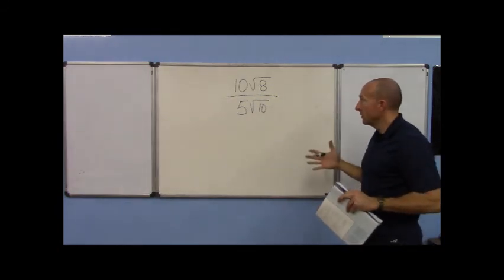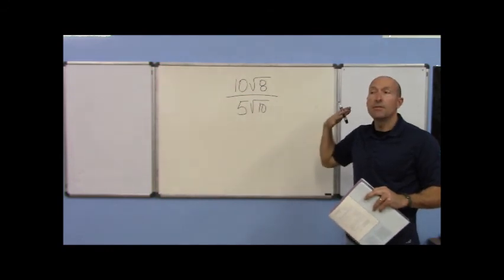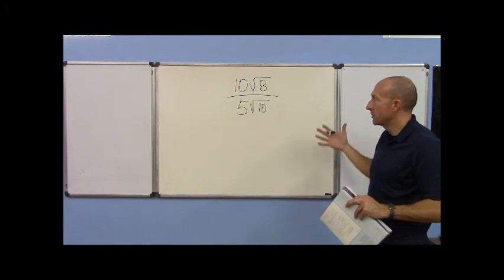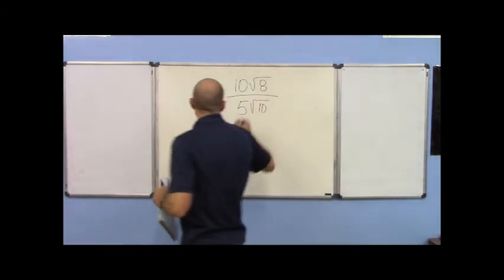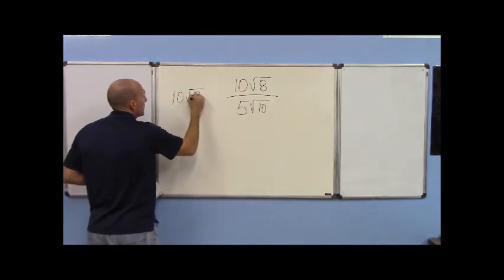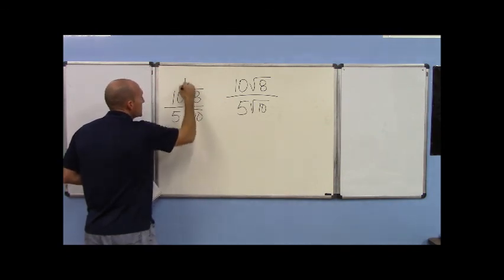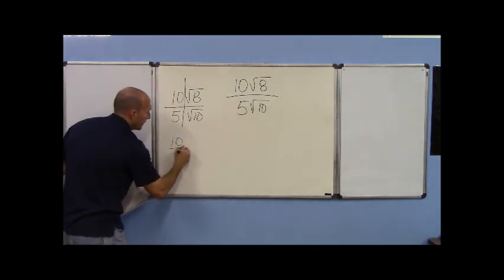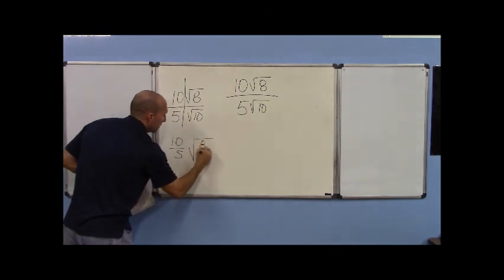Now, what we can do is break this up into 2 pieces to help us if we need to. Some people it may help to do this, others it won't. So we're going to do 2 different ways of doing this. I'm going to rewrite it: 10 times the square root of 8 over 5 times the square root of 10. We can split these to where you have 10 over 5 times the square root of 8 over 10.